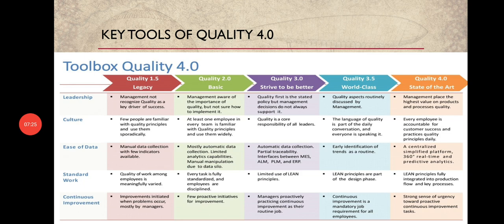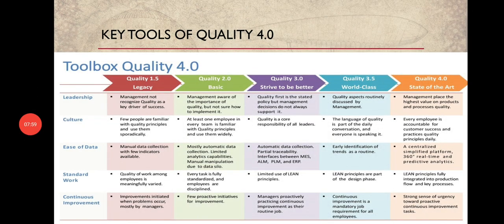Next, key tools of Quality 4.0. As we are looking at the slide, there are many things in the toolbox of Quality 4.0. First is Quality 1.5. It is the first one. We can say it is a history of how it emerged. Next, Quality 2.0, that is basic, Quality 3.0 strives to be better, Quality 3.5 is world class, and Quality 4.0 is state of the art. We are living in an era called Quality 4.0.